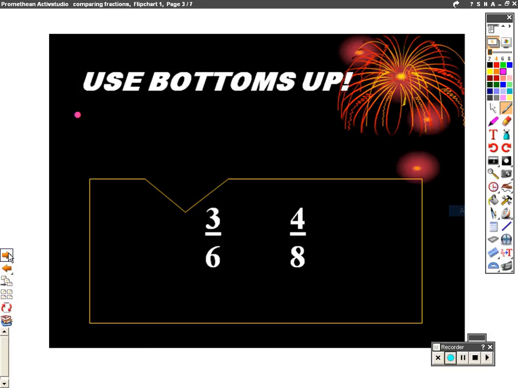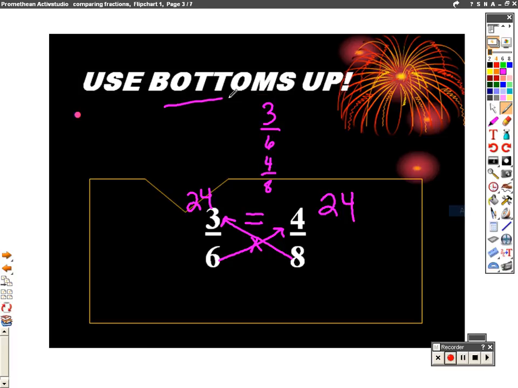Use bottoms up. Okay, bottoms up. I'm going to start at the bottom. My bottom number is 6. 6 times 4 is 24. 8 times 3 is 24. My numbers match, so these two fractions are equal, or also known as equivalent fractions. So if I were going to order them, it would be a little bit difficult. I would write them on a number line right above each other because they are the same fraction.